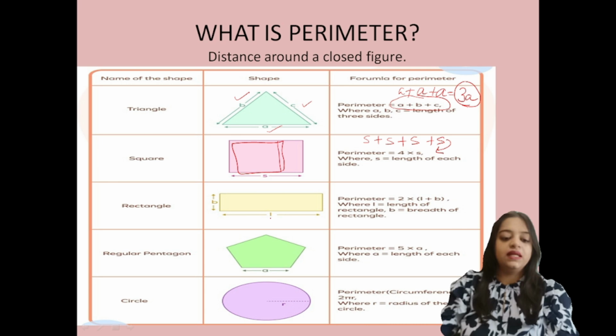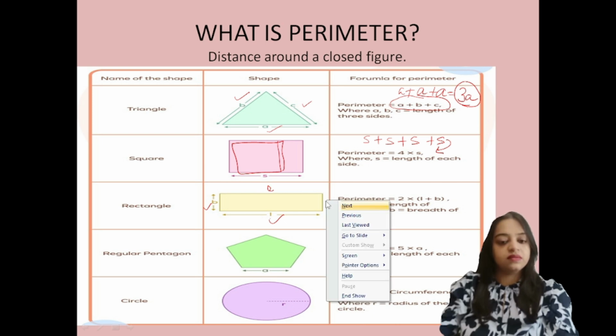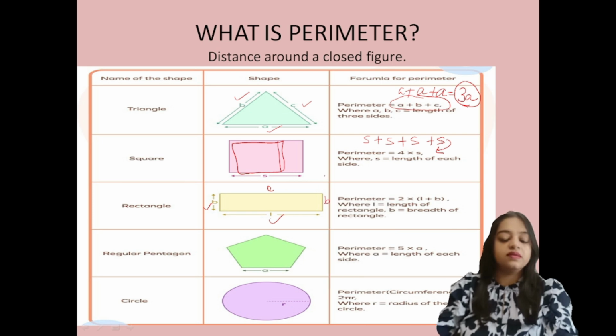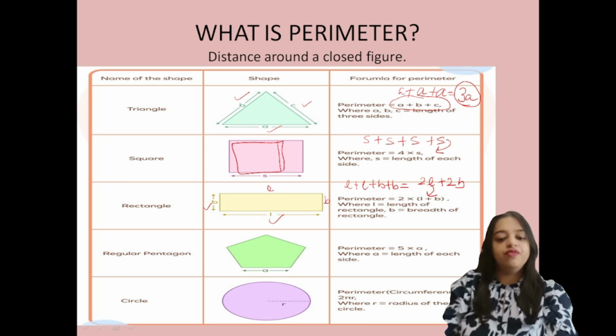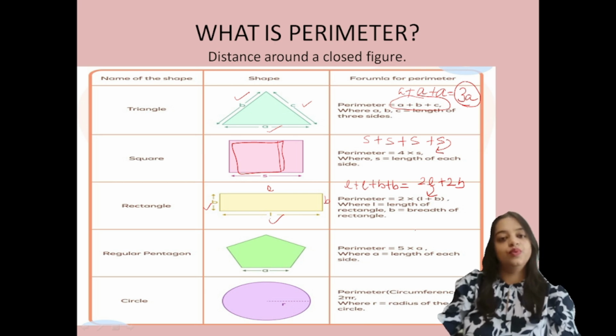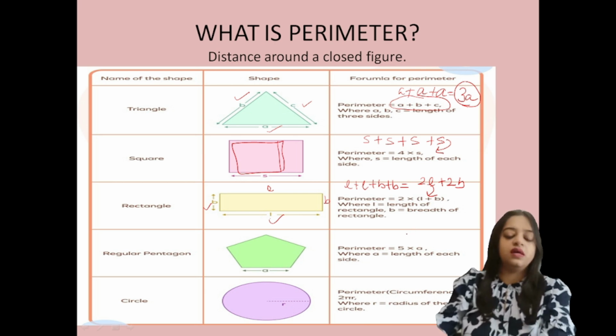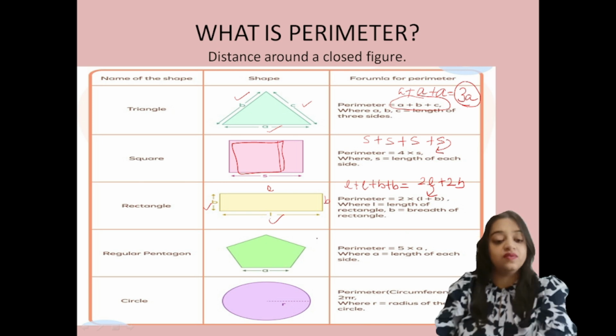Next is rectangle. Rectangle, this is length, this is breadth. So this will also be length because opposite sides of rectangle are equal, and this will also be breadth, right? So when we will add all the sides, what it will be? It will be L plus B plus L plus B, which is 2L plus 2B. Taking out 2 common gives you the formula for perimeter of rectangle, which is 2 into length plus breadth. So these things we have done in your previous classes.